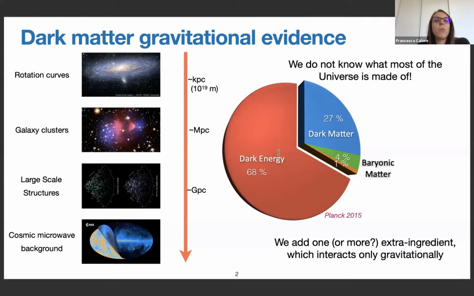We don't really know what dark matter is. We know that it represents the largest amount of matter in our universe, almost 80%. And to explain it, it is strikingly enough to add one extra ingredient which interacts only gravitationally with the rest of the matter content in the universe.